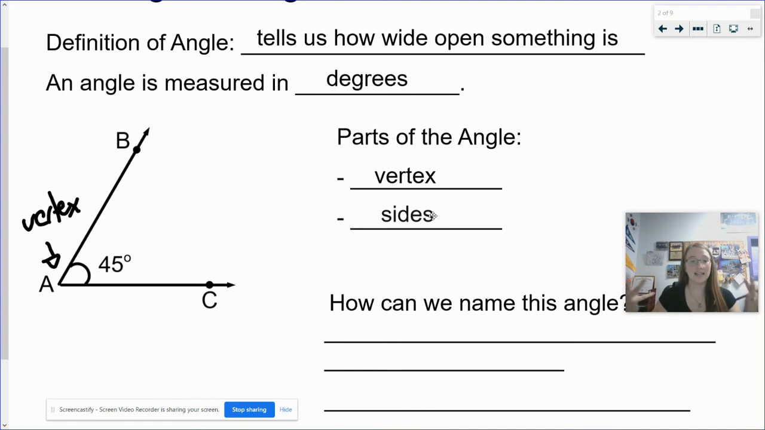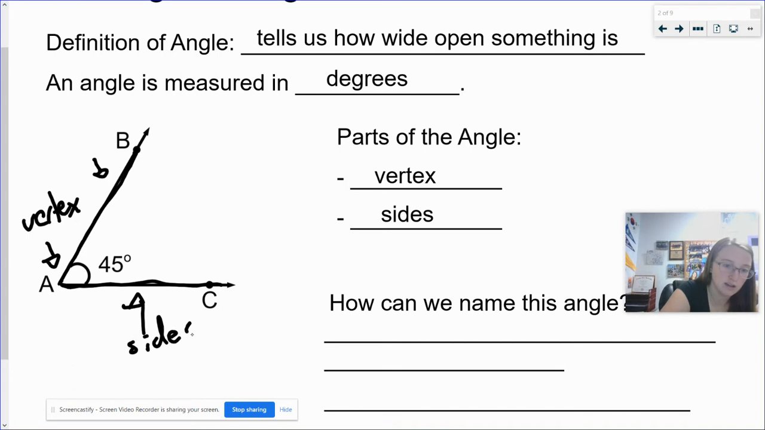We also have the sides of the angle as well. So these two here, AC and AB, those are what we call the sides of an angle. So with my hand, right where my palms meet, right at the base there, that's the vertex. And then my hands are the sides of the angle.